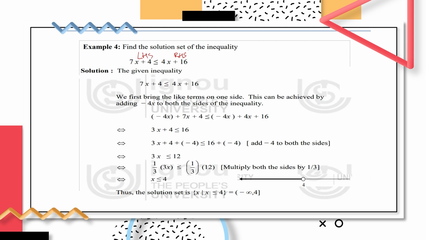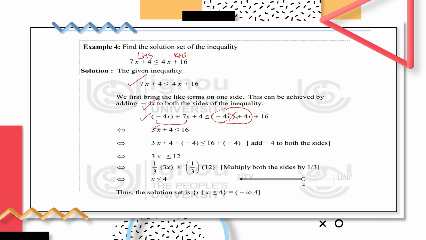Just by simplifying, that is by adding minus 4x to both sides of the given inequality, we get minus 4x plus 7x plus 4 less than or equal to minus 4x plus 4x plus 16. Now minus 4x and plus 4x cancel out on the right, and minus 4x and 7x resolve to 3x. So the inequality turns out to be 3x plus 4 less than or equal to 16, which is in the form of the inequality we solved in our earlier examples also.